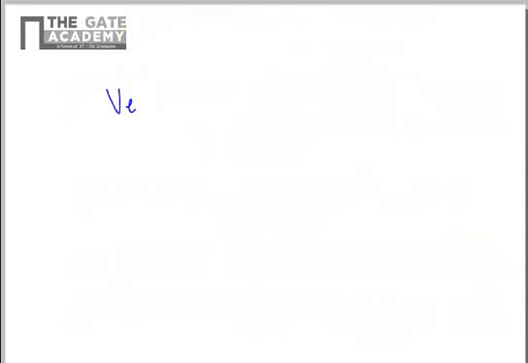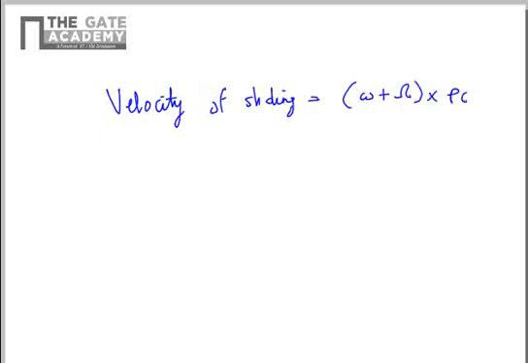Now what about the velocity of sliding? The second part of the question. Velocity of sliding, if you recall the formula, was given by omega plus omega dash into Pc. So Pc is the distance between the point of contact and the pitch point. In this question, part 2 was the maximum velocity of sliding. Maximum velocity of sliding will occur when the distance PC is maximum.